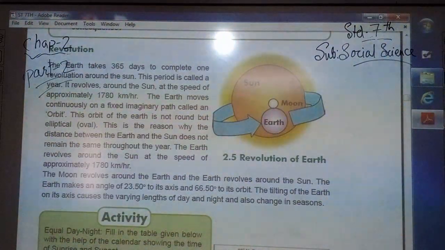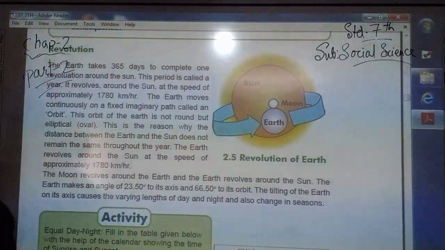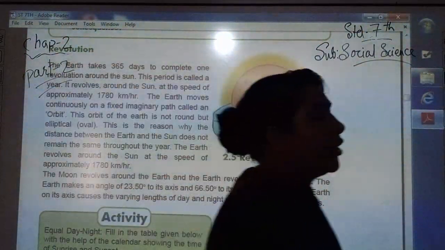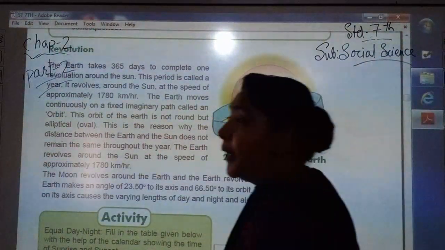Okay. So in this revolution we have learned about the definition. What is written here? It's about the earth which rotates around the sun and takes a complete 1 year, 365 days, is called a revolution. Okay, and our speed is 1780 kilometers per hour.